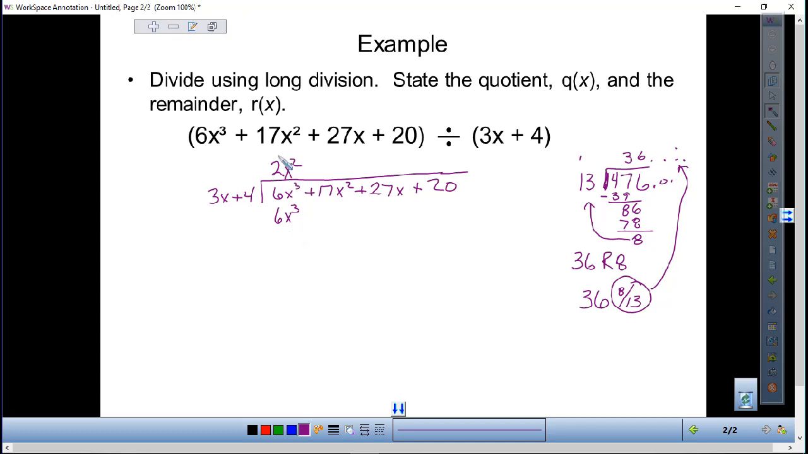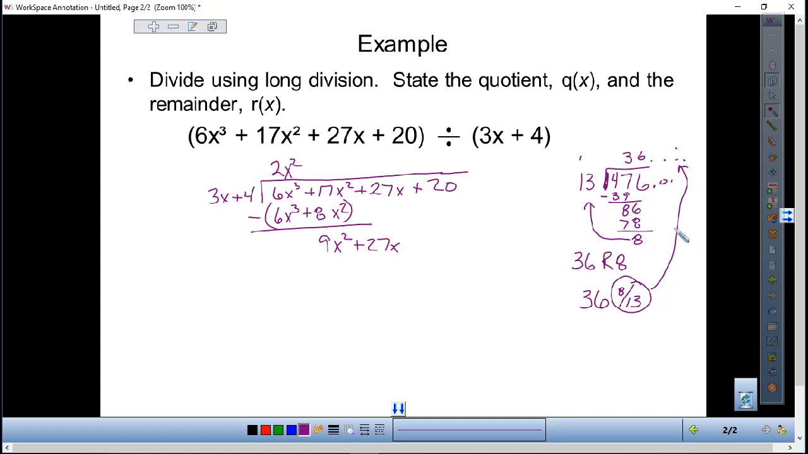Alright, and then you're going to take that exact same thing, the 2x squared, and multiply it times the plus 4. So you're going to get 8x squared. Put parentheses around it and subtract. If you do not put parentheses around it, you're going to subtract the 6x cubed and you're going to add these over here. But it should be 17x squared minus 8x squared, which is going to give you 9x squared. And then bring down the next term.